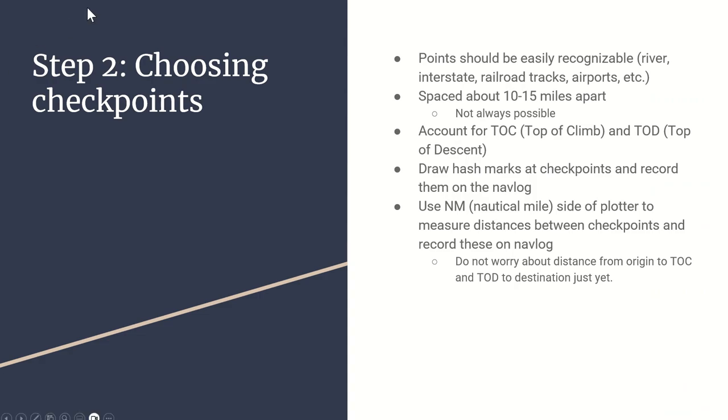All right, so next is choosing our checkpoints, right? Checkpoints are visual points that we can identify from the airplane, right? They should be large enough or distinct enough that we should have no trouble verifying them, okay? And it can be a variety of things, right? Around these parts, we've got both the Mississippi River and the Ohio River. So chances are, if you're going on a cross country to the south, you'll probably use one of those rivers as a checkpoint. You can use an interstate. You can use railroad tracks.